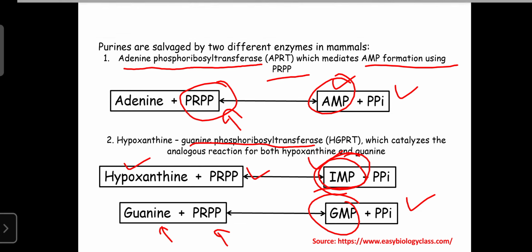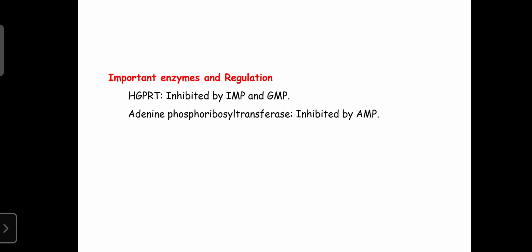Regarding the important enzymes and regulation, HGPRT is inhibited by IMP and GMP. The other enzyme required for the salvage pathway, adenine phosphoribosyl transferase, is inhibited by AMP.